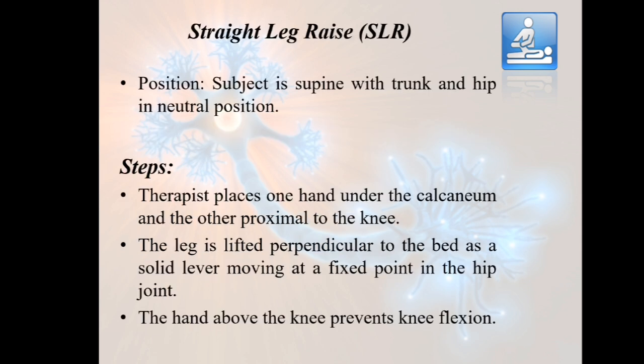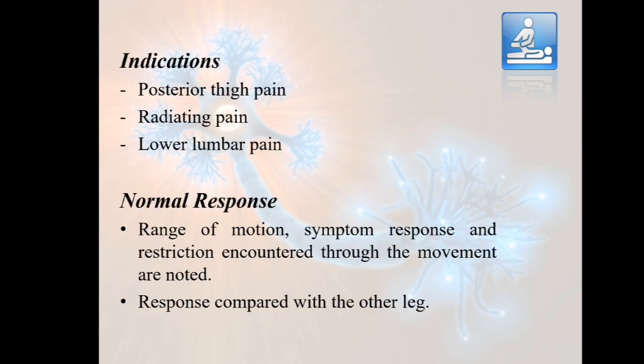For SLR, the subject is in supine with trunk and hip in neutral position. The therapist places one hand under the calcaneum and another proximal to the knee. The leg is lifted perpendicular to the bed as a solid lever moving at a fixed point in the hip joint. The hand above the knee prevents knee flexion. Indications are posterior thigh pain, radiating pain, low lumbar pain. The normal response is range of motion, symptom response and restriction throughout range of motion, which can be compared with the other leg. Thank you.